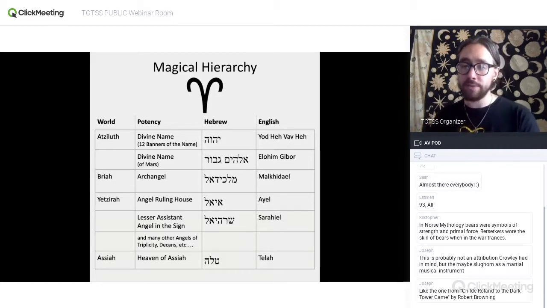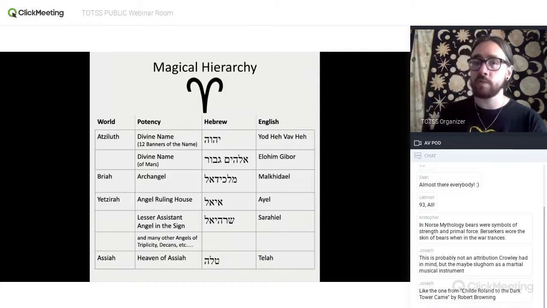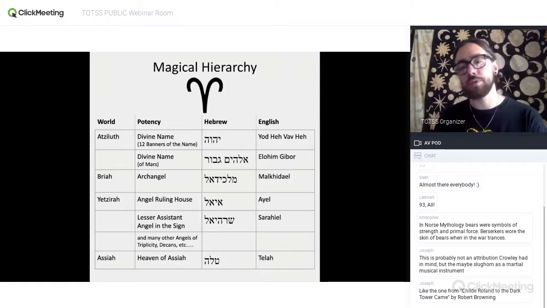So I believe this is the correct spelling, but there is the possibility that hey should actually be a heth. So that's something you can look into. If you were doing any kind of Aries-related rituals, you might want to investigate that and come to your own conclusions about which one is correct. And of course, there's a lot of research that could be done too in looking into traditional sources for these names that I have not done.